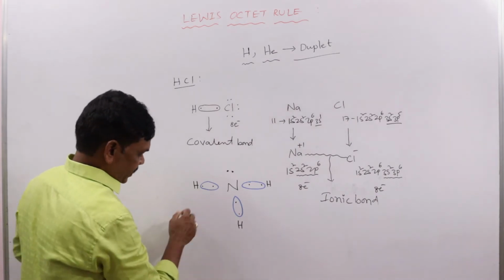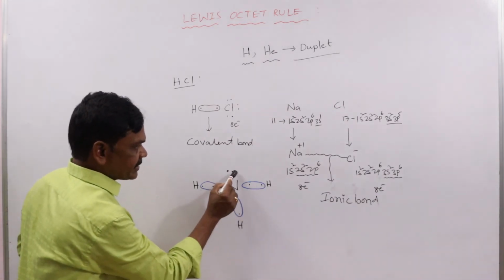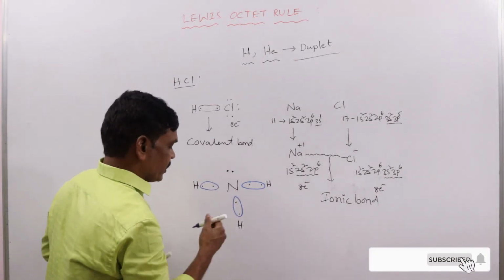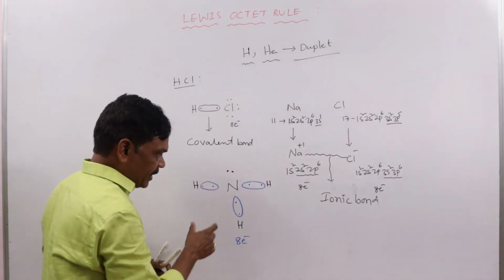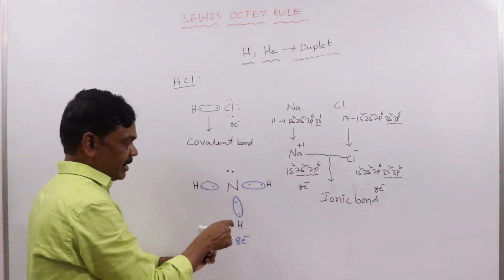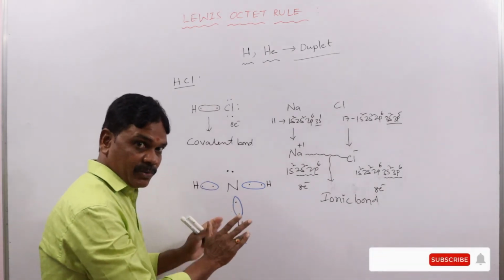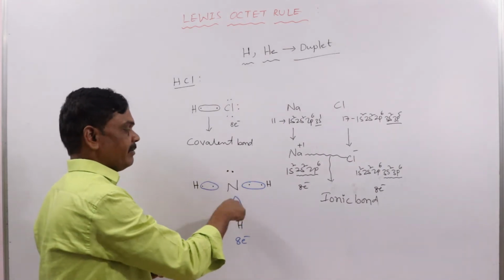Around nitrogen, here 1, 2, 3, 4, 5, 6 and 7, 8. How many electrons are there? 8 electrons are there. So in the formation of a molecule, almost all elements try to get 8 electrons in their outermost shell or valence shell.